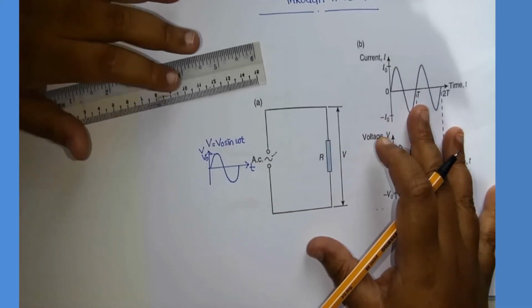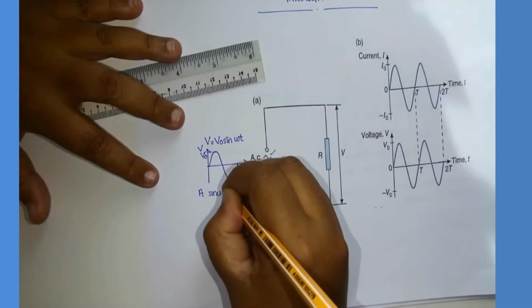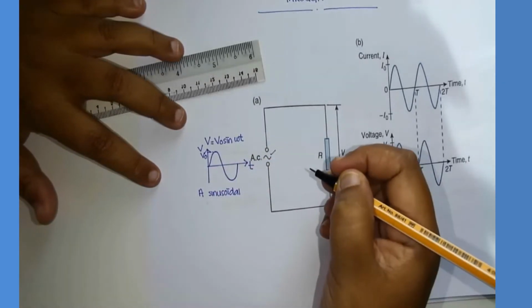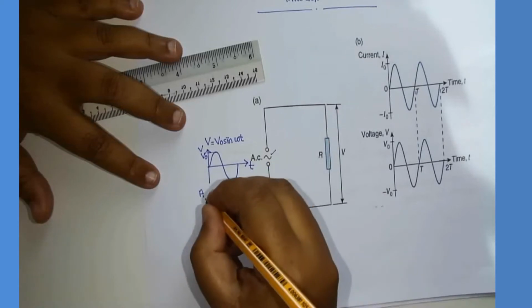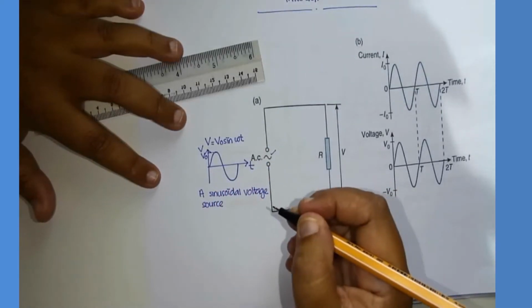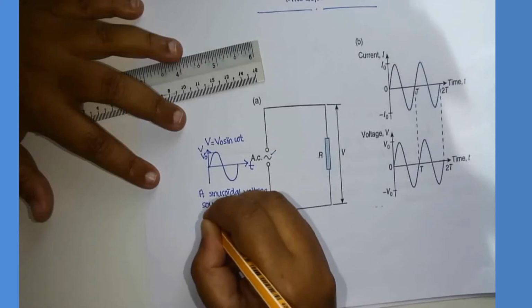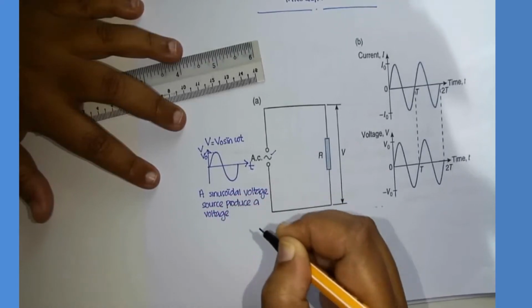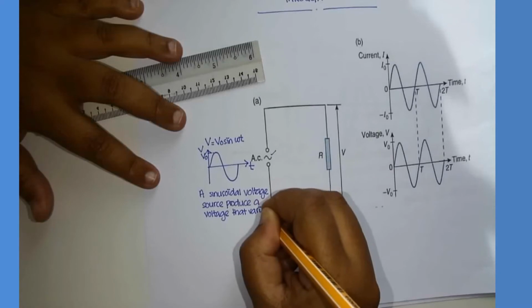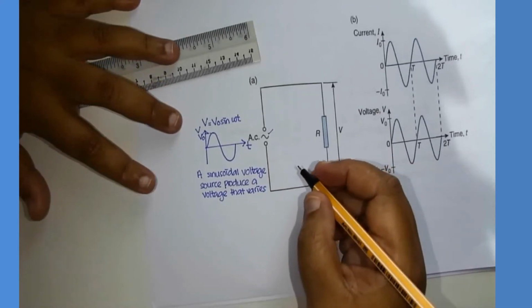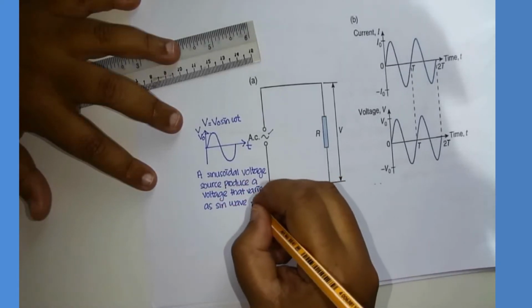Now, a sinusoidal voltage source, because this one is a source, produces a voltage that varies as a sine wave with time.